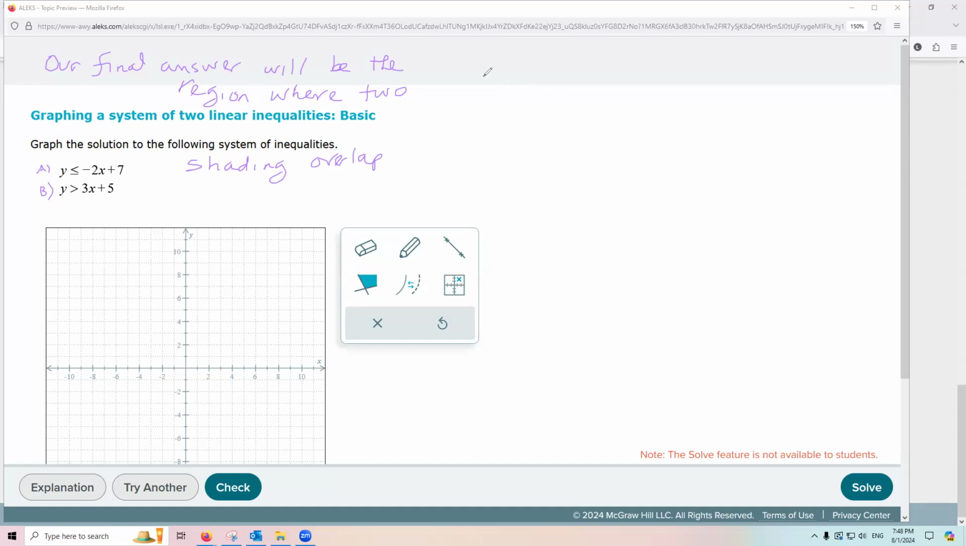So let's do inequality A to begin with. I'm going to graph y equals negative 2x plus 7. I'm going to make negative 2 over 1 to turn it into a slope. So for this example, the slope is negative 2 over 1, and the y-intercept is 7. Now I'm noticing in this example, it's a less than or equal to symbol.